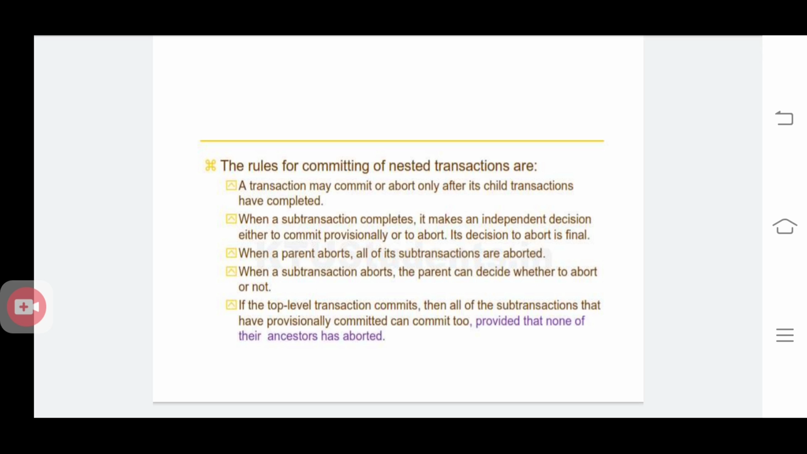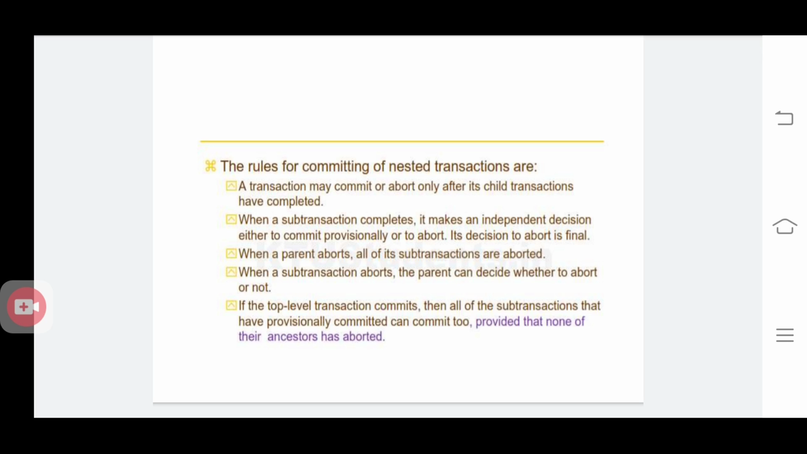When a parent aborts, all of its sub transactions are aborted. When a sub transaction aborts, the parent can decide whether to abort or not. Even after a sub transaction aborts, the parent can decide whether to abort or continue. If the top level transaction commits, then all of the sub transactions that have previously committed can commit too, provided that none of their ancestors have aborted. So these are the rules for committing of a nested transaction.